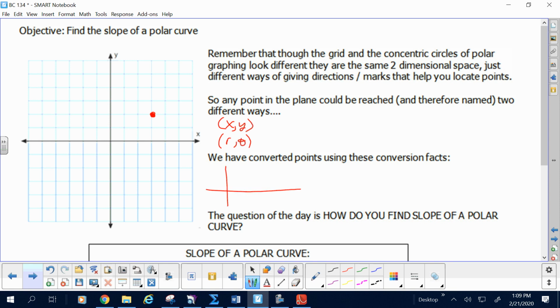Now we converted using some facts here. Would you draw a quick picture here with x, y, r, and theta? And remind me of the 4 conversion facts for rectangular or polar, or vice versa. x squared plus y squared equals r squared. What else?